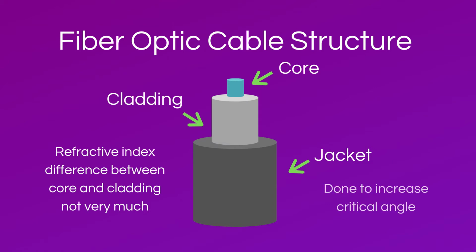This is done to increase the critical angle required for total internal reflection to occur. The less paths of light that can reflect, the more efficient the cable is at transmitting light and therefore data. The why behind this will be discussed later in the presentation.